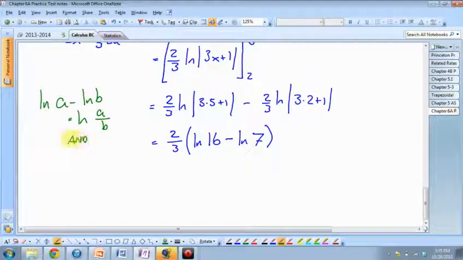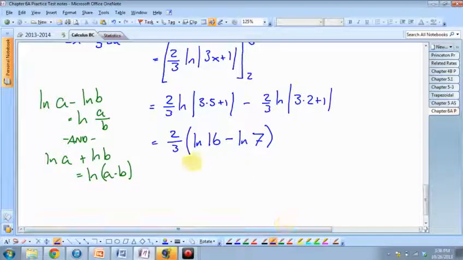That's the companion rule to the natural log of a plus the natural log of b equals the natural log of a times b. Those two are really the same rule. So I got that. That turns into 2/3 the natural log of 16 over 7. And that's that.